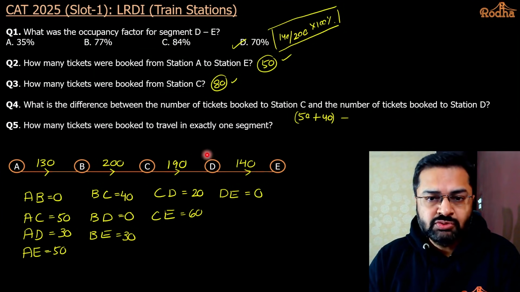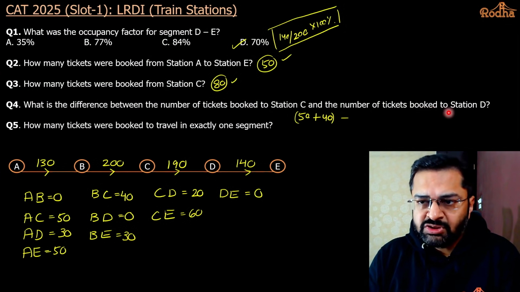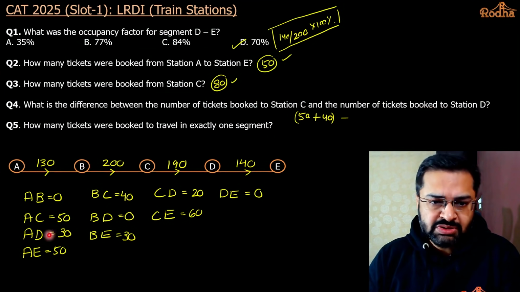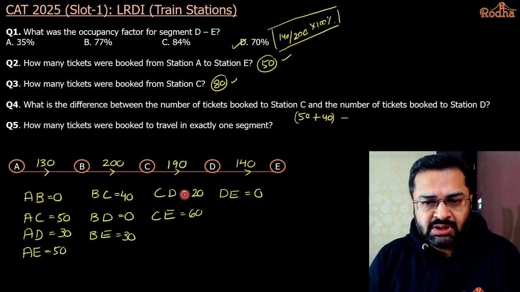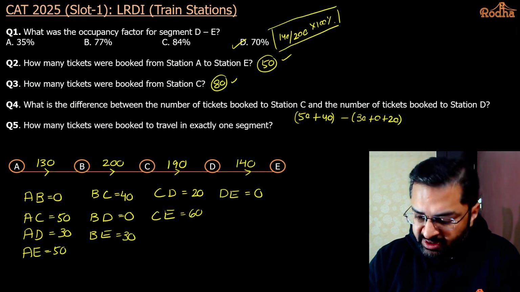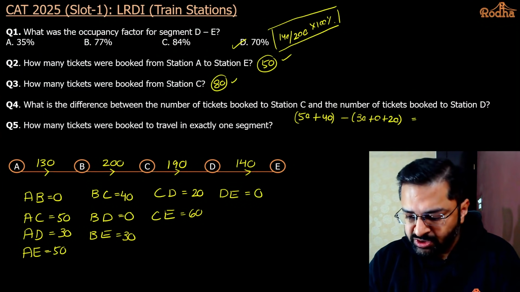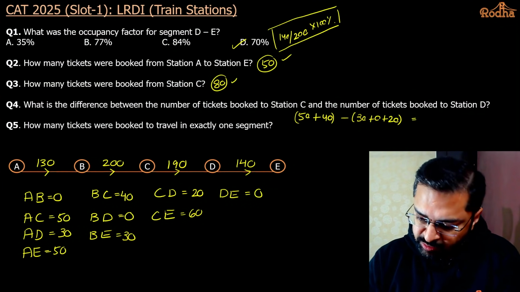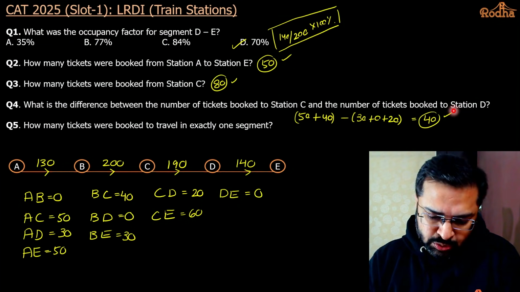And then this would be number of tickets booked to station D. Station D means AD is 30, BD which is 0, and then CD. So 30 plus 0 plus 20. You won't write it in an exam. It's just for explanation. So how much is this? This is 50, 50 cancelled. This becomes 40, which becomes your answer to the question.